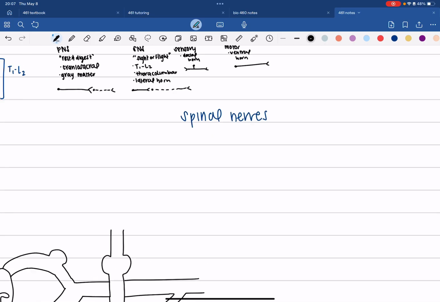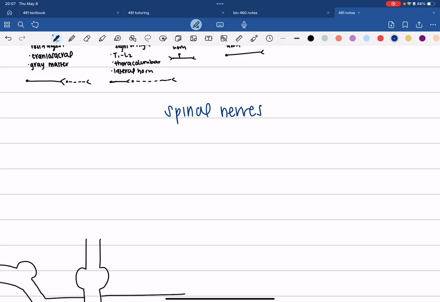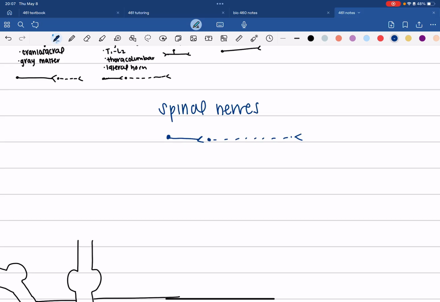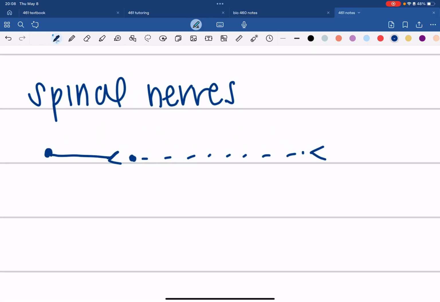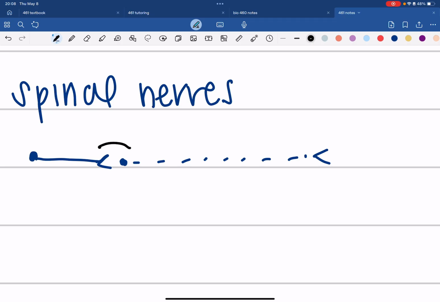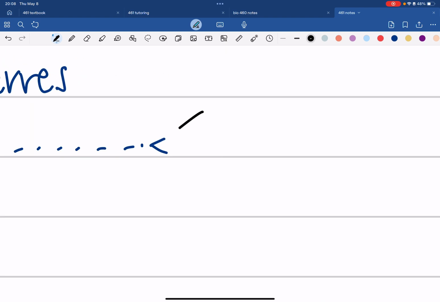Perfect. So for our spinal nerves, what we're looking at is our short pre, long post, and this is synapsing right here, and what we call the sympathetic chain ganglia. And what this is going to, these spinal nerves, going to a few different things. It can be going to blood vessels, glands, hair, or the skin.